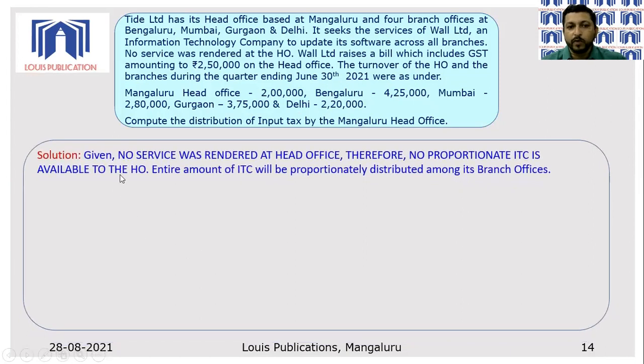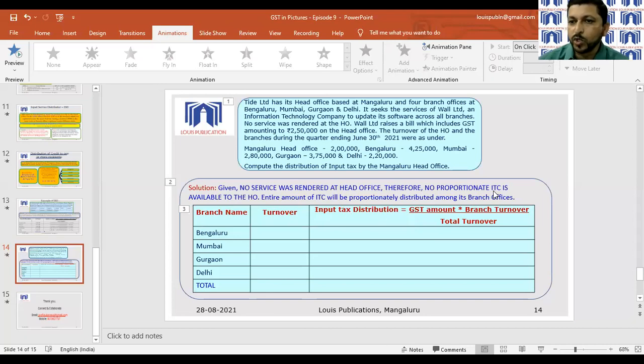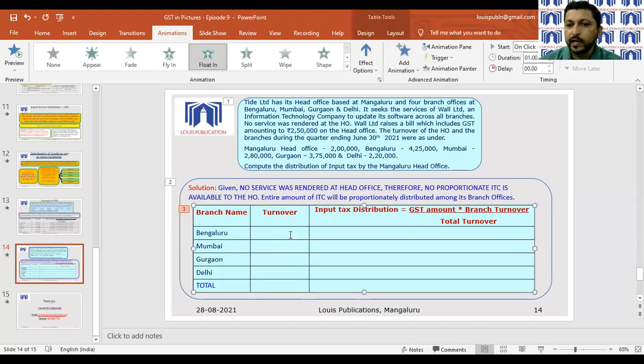So first of all, let's be very clear. Given no services was rendered at head office, therefore, no proportionate distribution was made available, no proportionate ITC is available to the head office. So the head office is not going to get any amount of this 2,50,000 rupees. Entire amount of ITC will be proportionately distributed among its branch offices only.